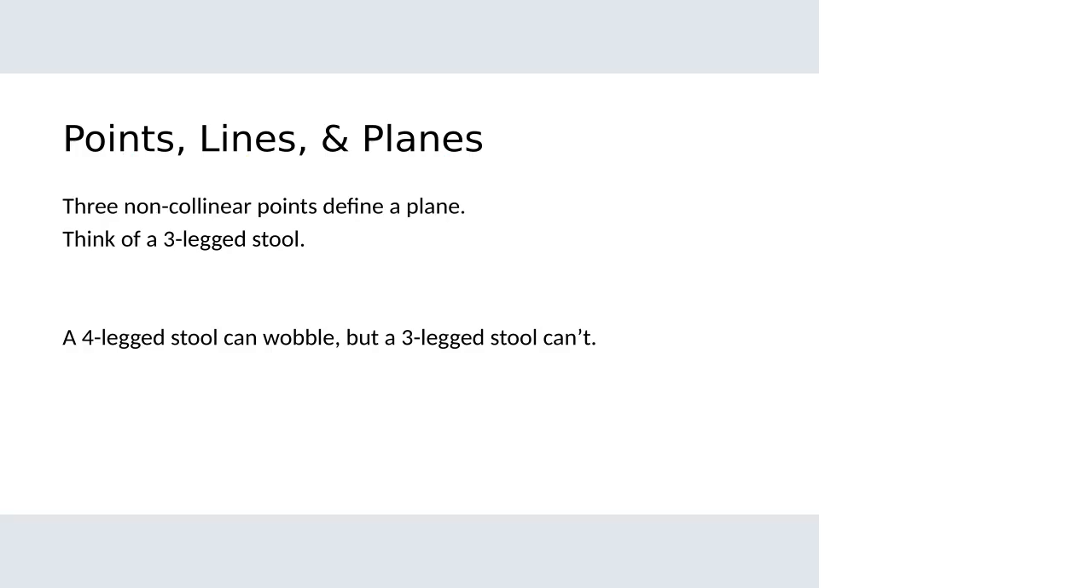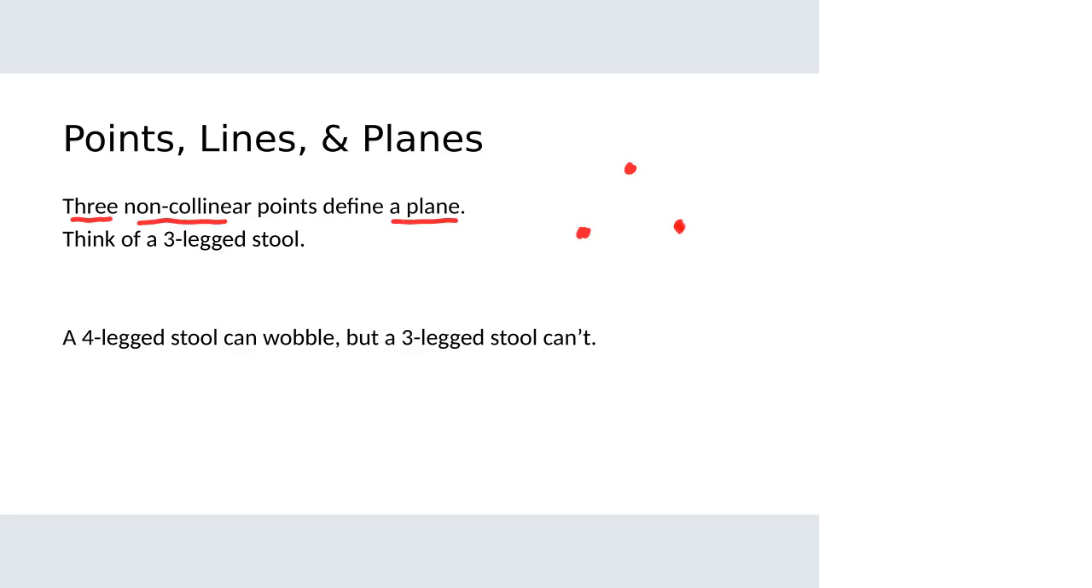Now we're going to get to 3 points. And our assertion here is going to be that 3 non-collinear points define one single individual plane. Just to back up for a minute, 3 collinear points define one line in the same way that 2 points define one line. What we're saying now is 3 non-collinear points define a plane.